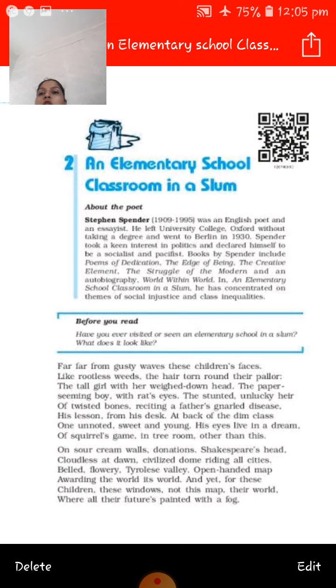So, what is there in this particular stanza? This is a scene of an elementary school where the poet sees children who look like wild plants without roots. So here in this line जो भी ये लिखा हुआ है that rootless weed. So what are weeds? Weeds are like wild plants. So this is a scene of an elementary school where the poet sees children who look like wild plants.